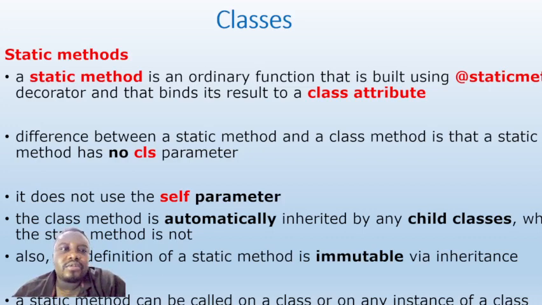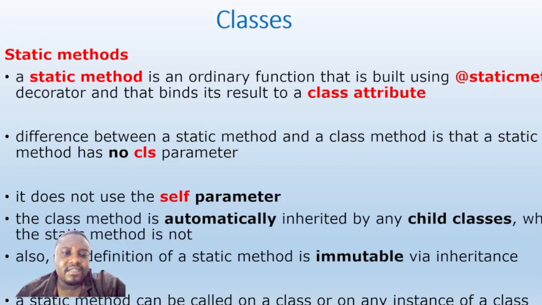So let's go to static method. What is a static method? You might get a question asking you for the definition of a static method. It is an ordinary function that is built using the staticmethod decorator, and that binds its results to a class attribute. The difference between a static method and a class method is that a static method has no cls parameter. It does not use the self parameter. The class method is automatically inherited by any child classes, whereas the static method is not.